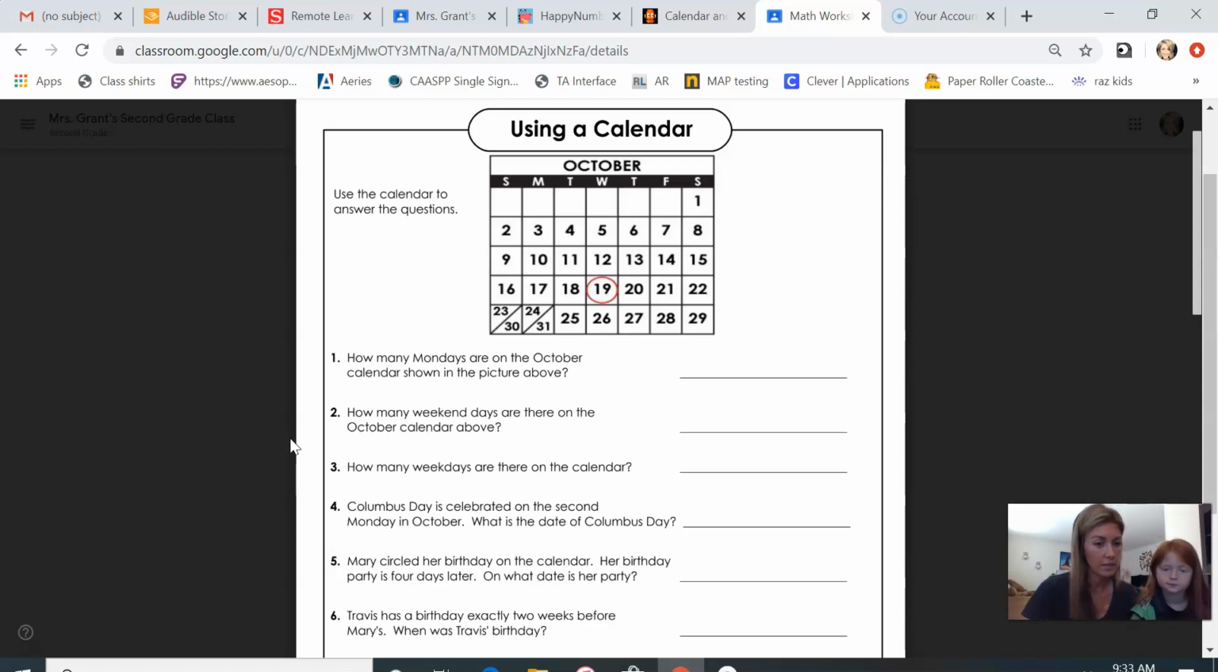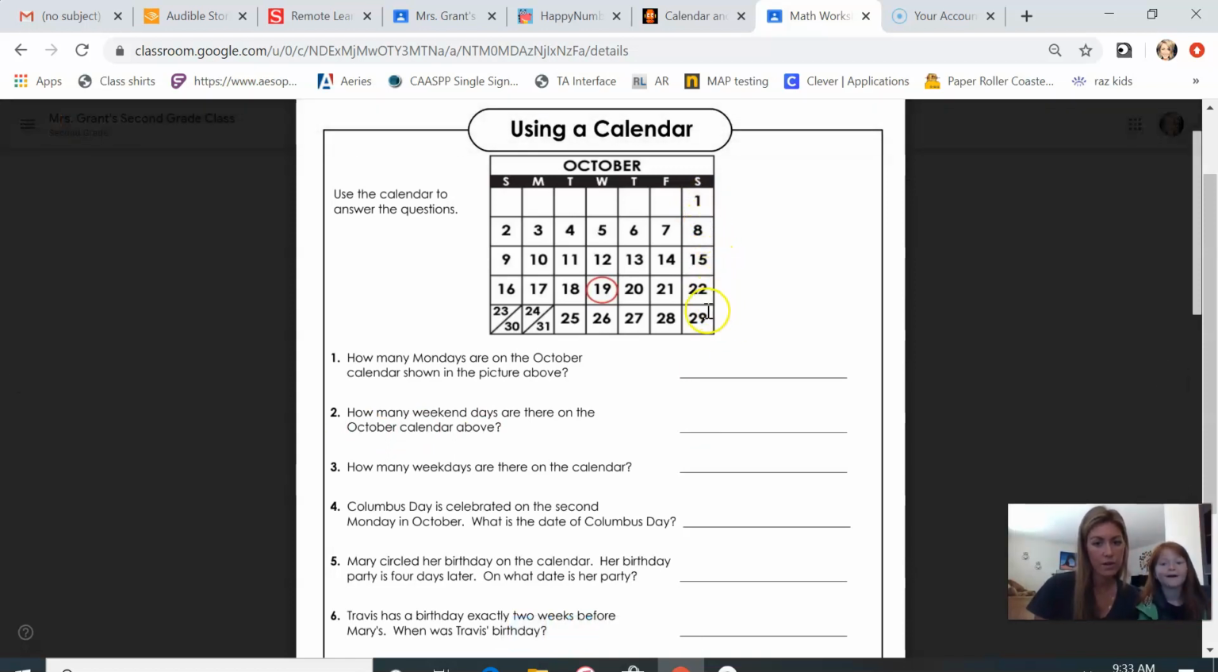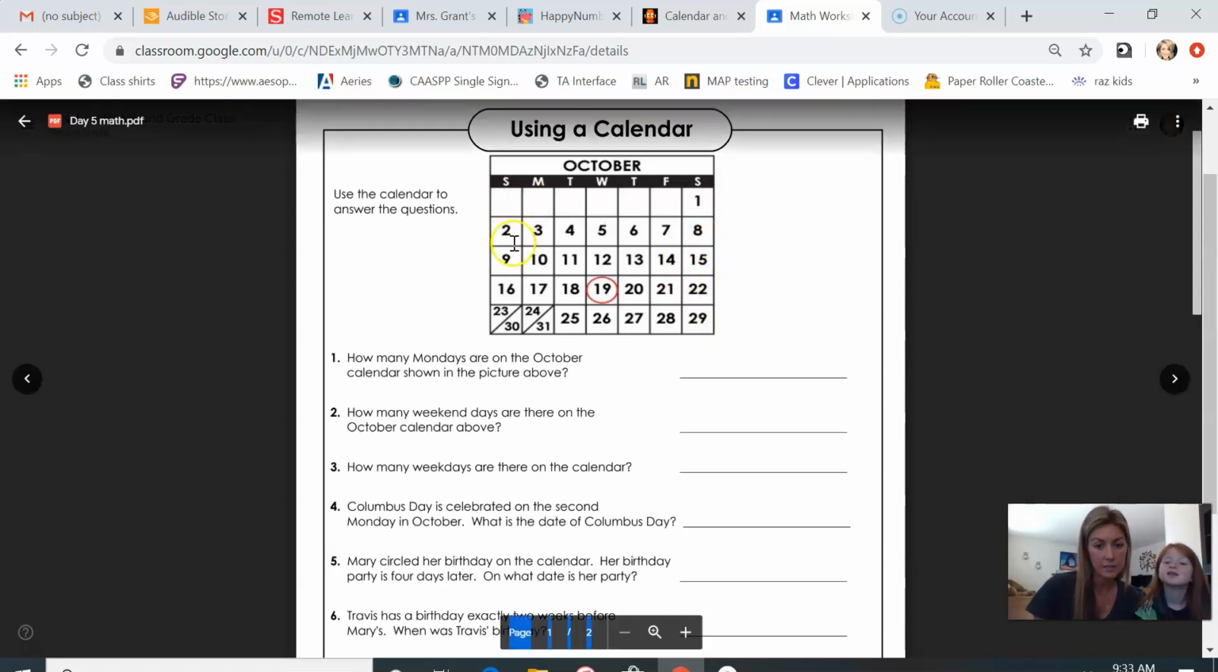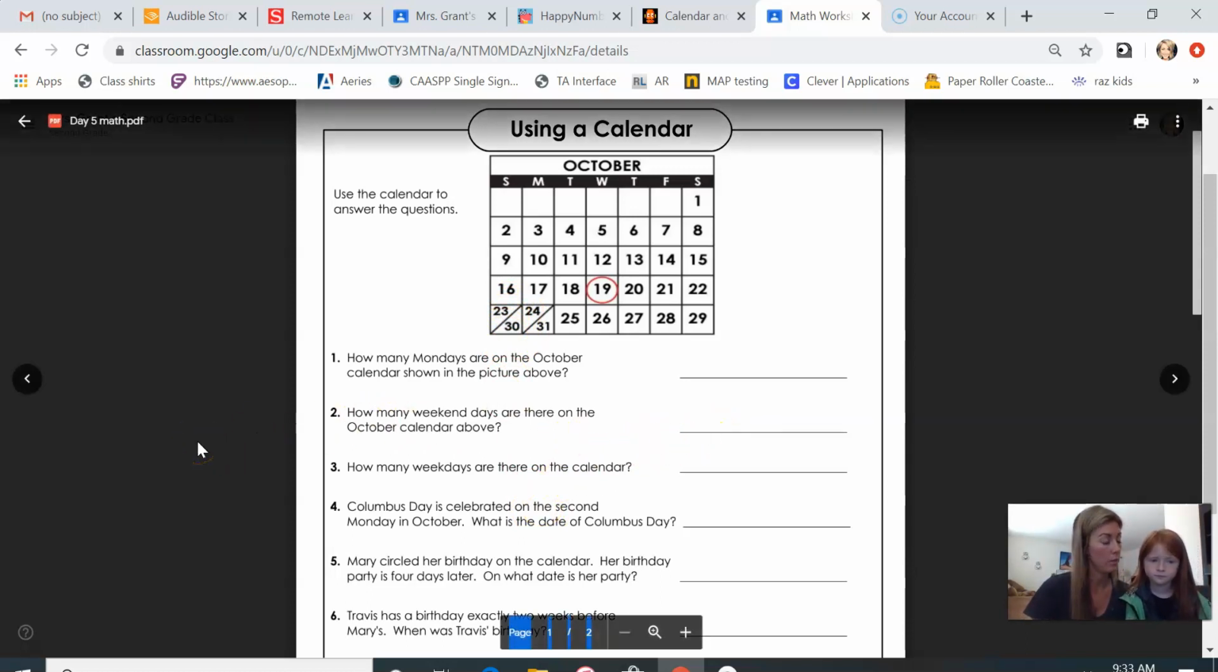So do you know what days are on the weekend? What days happen during the weekend? Saturday and Sunday. So we want to count all the Saturdays and Sundays on the calendar and see how many there are. Let's start with Saturdays. 1, 2, 3, 4, 5. And then we're going to go over to Sundays. 6, 7, 8, 9, 10. Again, this one was split in half, so it counts as 2 separate Sundays. So we would go ahead and write 10 on number 2 because there are 10 weekend days in this October calendar. Let's look at number 3.